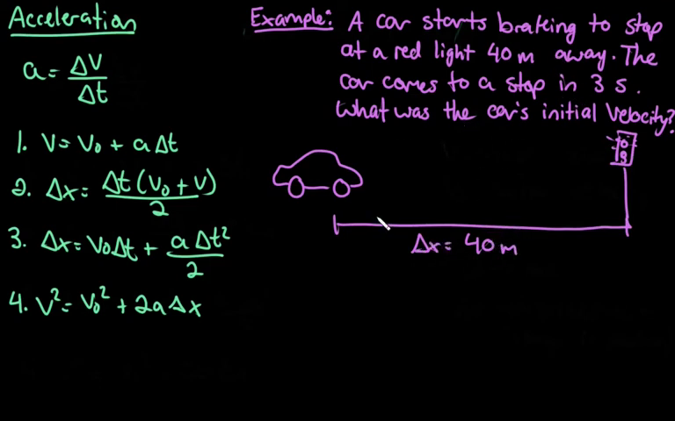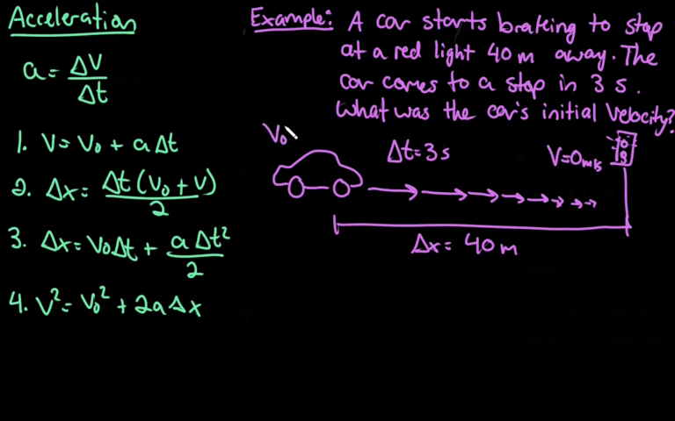And we know that the car is coming to a stop. It's braking. So it starts off going fast and then it kind of slows down until it reaches a stop. So I'm drawing my arrows from bigger to smaller to indicate that it's slowing down. Now, we know that the time it takes for it to stop is 3 seconds. And we also know, because it stopped at the end, that your velocity is 0 meters per second. Now, the question is asking, what is your v naught? What is your initial velocity in this case?